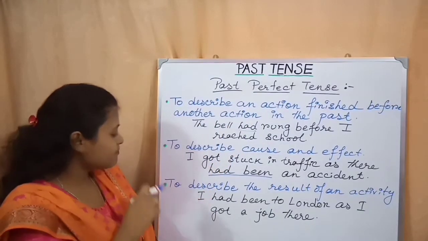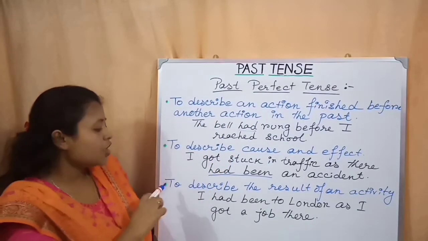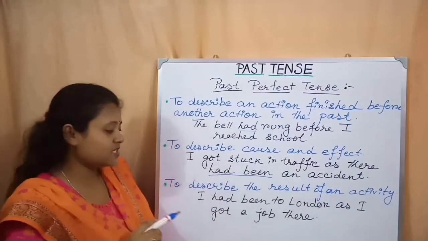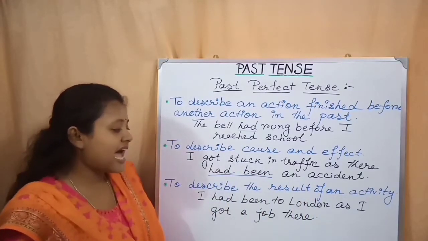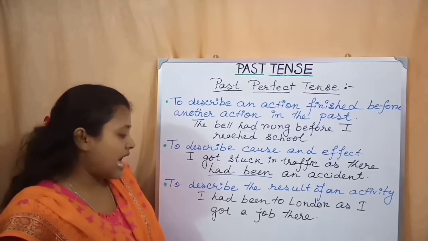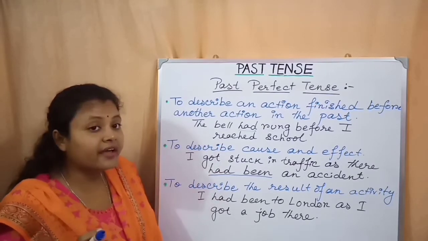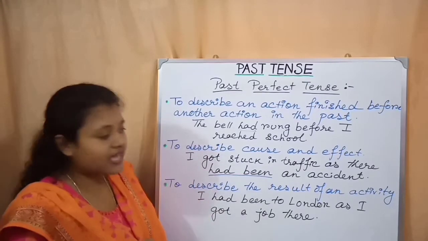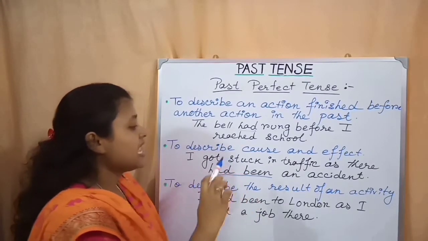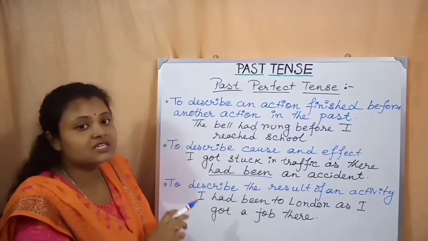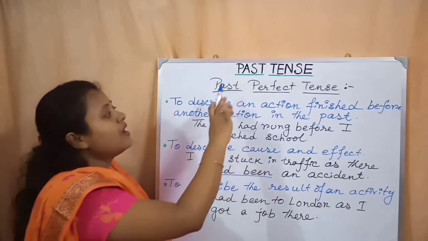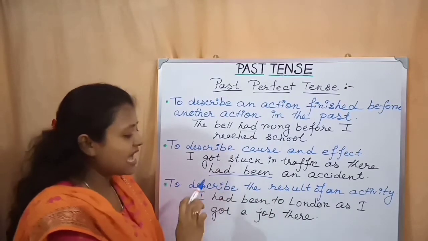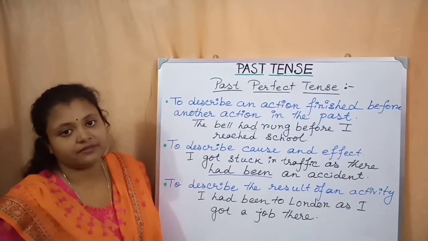Okay, students? Now come to the third usage. To describe the result of an activity. Example, I had been to London as I got a job there. What is my activity? Okay, so the activity and the result of the activity is described through the past perfect tense. I had been to London as I got a job there.